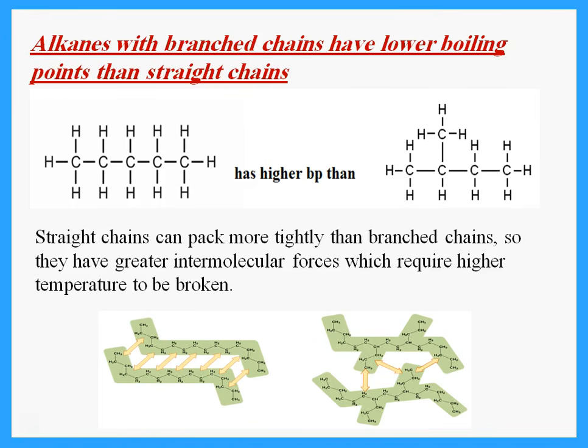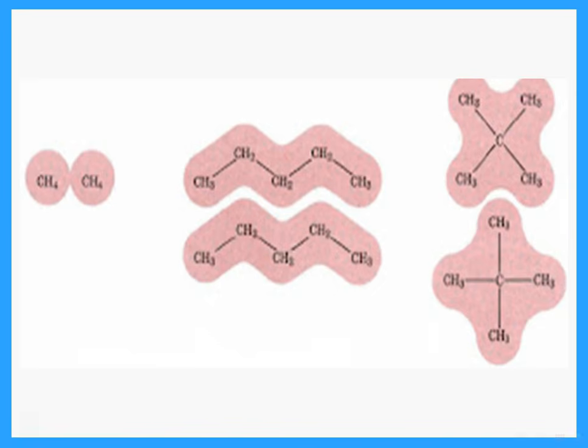While the branched chain, there is a limit to how near the molecules can come to each other, so there will be less intermolecular forces between them, and they will need less heat or less energy to be broken. So if we're talking about alkanes, we said more carbons means a higher boiling point. And which one has a higher boiling point, the straight chain or the branched? We said the straight chain will have a higher boiling point. All of these are explained by the strength of the London dispersion forces between the molecules.